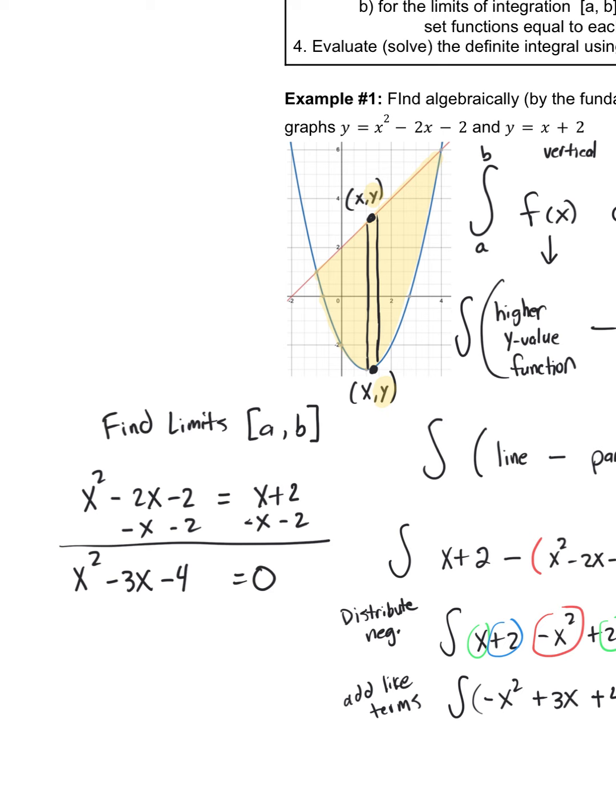Now, when you have a quadratic set equal to 0, you can either factor it and use the zero product property, or you can use the quad formula program on your calculator. This one is pretty easy to factor.